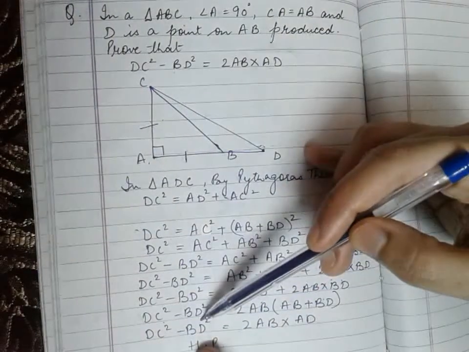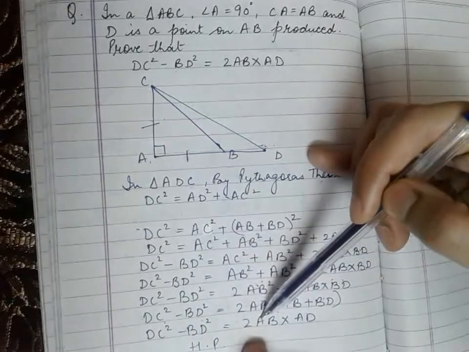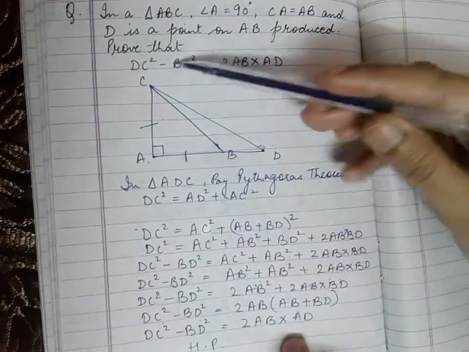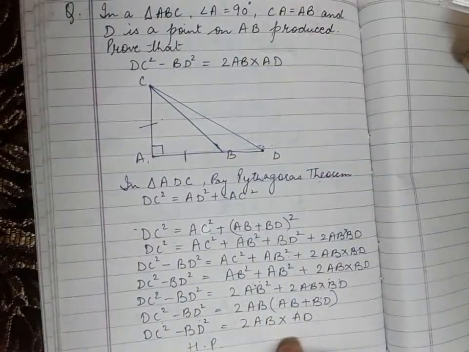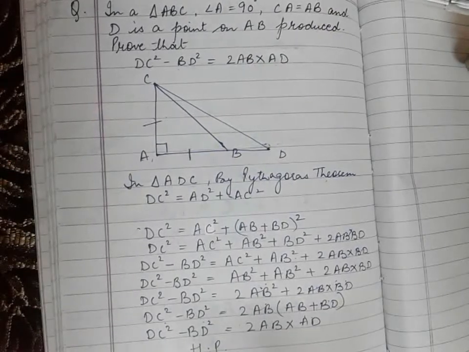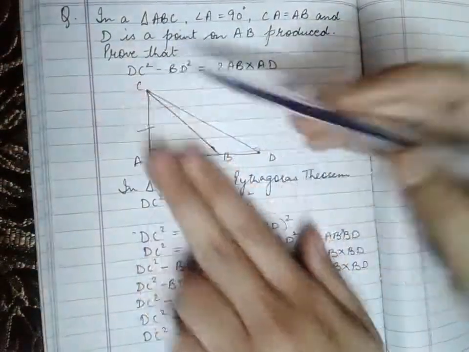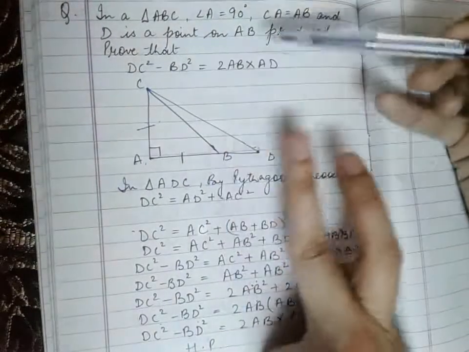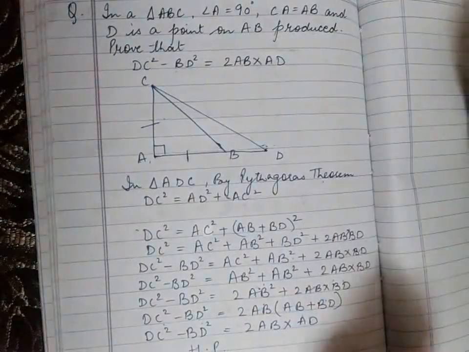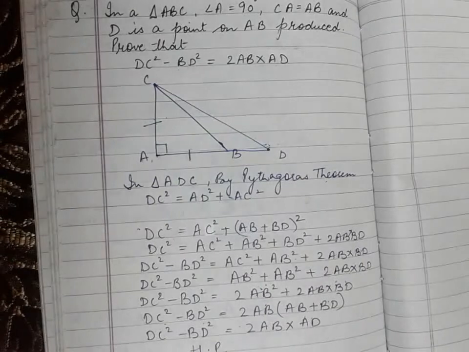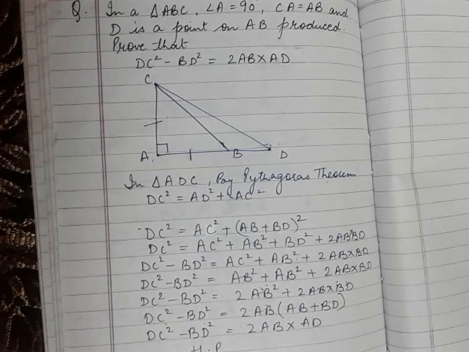DC square minus BD square is equal to twice of AB into AD. And this was the result that was needed. Hence proved. Start with DC. With the help of DC, I have reached BD also, AB, AD also. Just keep on writing the information using the information that is given in the question.